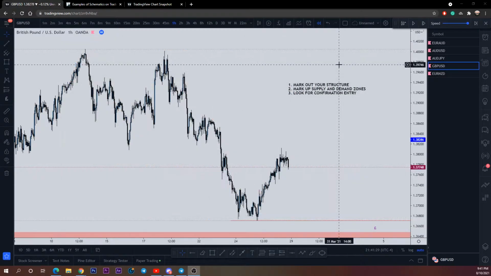But I'm gonna keep this entire video as simple as possible so the newest of traders can understand this, right? So I'm not gonna go too in depth. I'm just trying to keep this simple so you guys have a guide, okay?